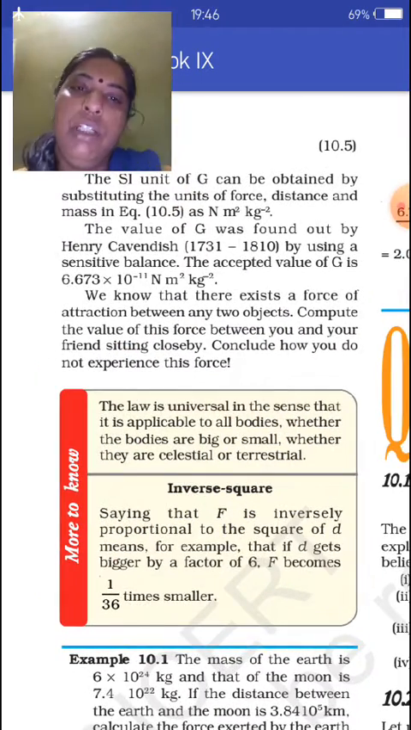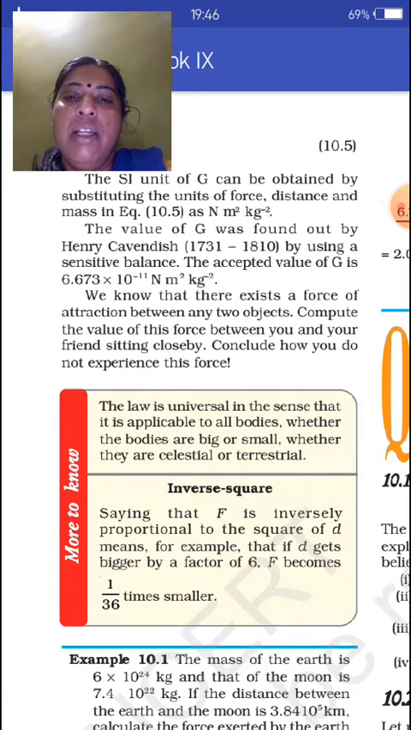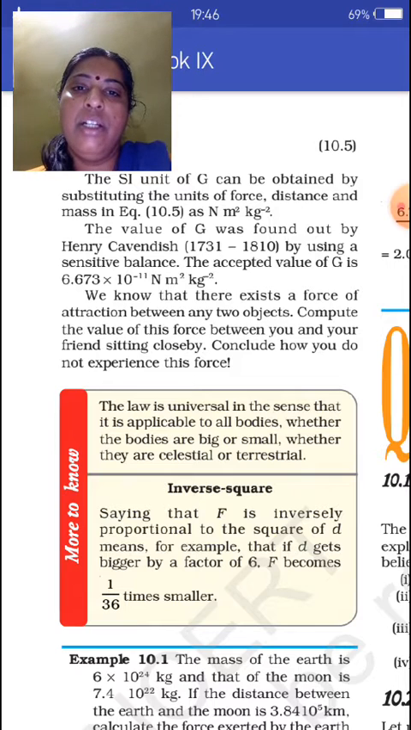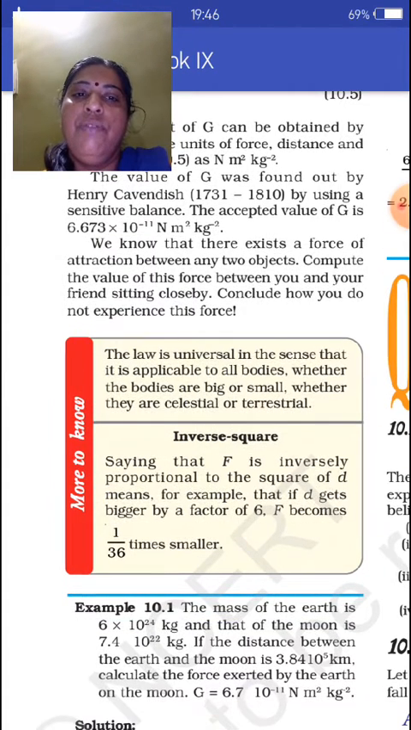The value of G was found out by Henry Cavendish. There was a scientist named Henry Cavendish. He found the value of G, in 1731 to 1810, by using a sensitive balance. The accepted value of capital G is 6.673 into 10 raised to -11 Newton into meter square into kg -2.